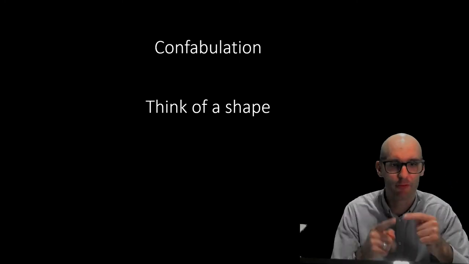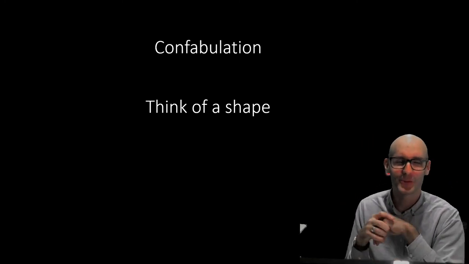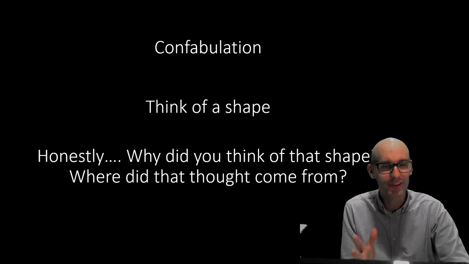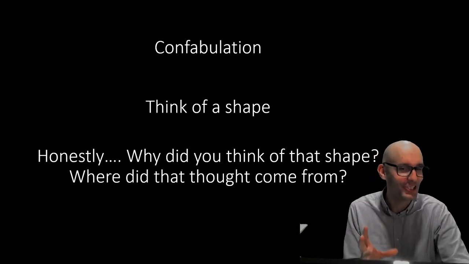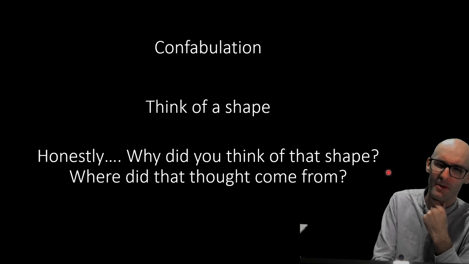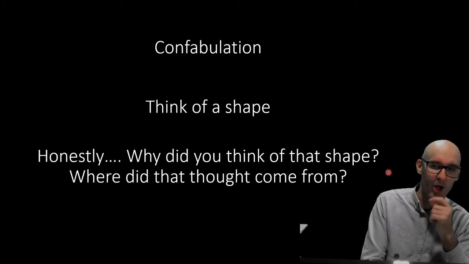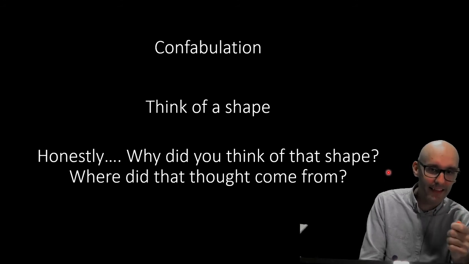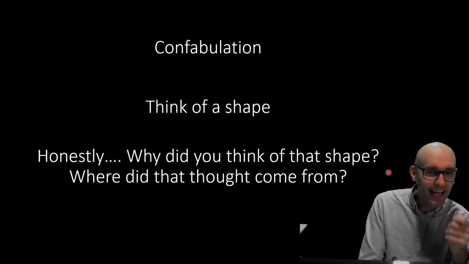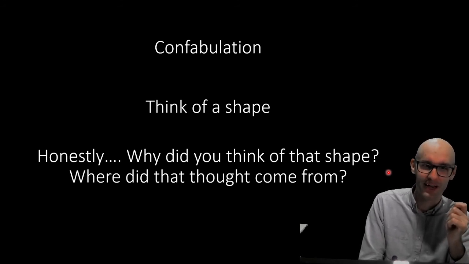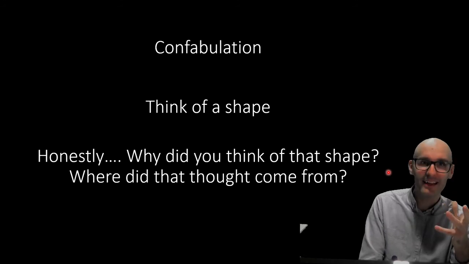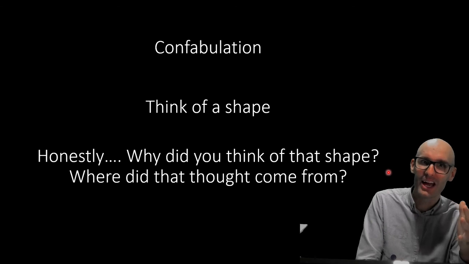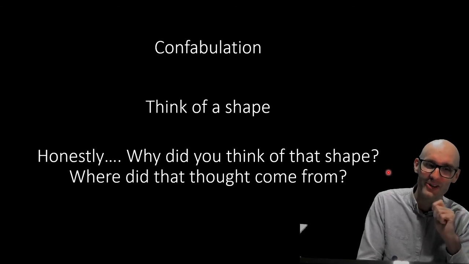Think of a shape. First shape that came to your mind. Square, triangle, circle. Which one was the first one? Again, by definition, you could not have made a decision because you were talking about the first one that came to mind. So why did you think of that shape? Honestly, try and observe and think about, where did that thought come from? And are you just confabulating where that thought came from? Did it just appear? Is that not sufficient? It just appeared from processes over which you had no control.